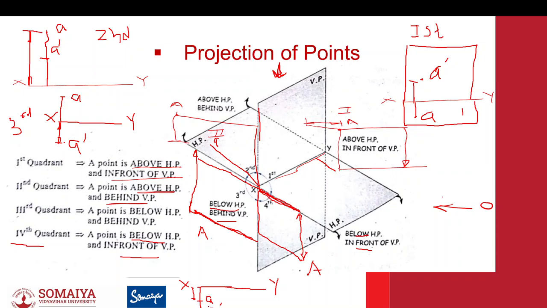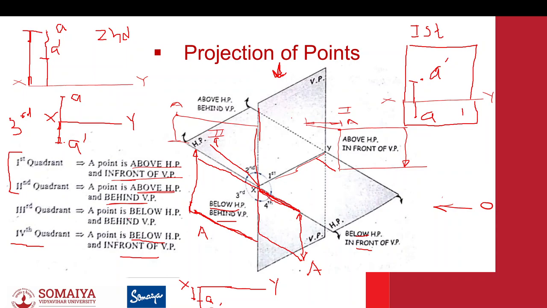Now there could be another case wherever the point A could be on one of the planes itself, right? So that we will consider later on, okay? To simplify things, we will consider only these four cases first. Above HP, in front of VP for first quadrant, above HP, behind VP for second, right? So we can easily get to know that whenever the word is above HP, we always have to look for what is the other word mentioned, whether it is in front of VP or behind VP, to get the position whether the point is located in first or second quadrant.